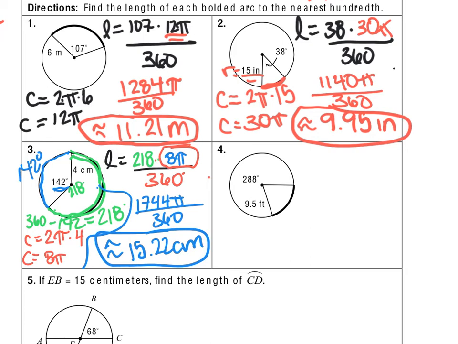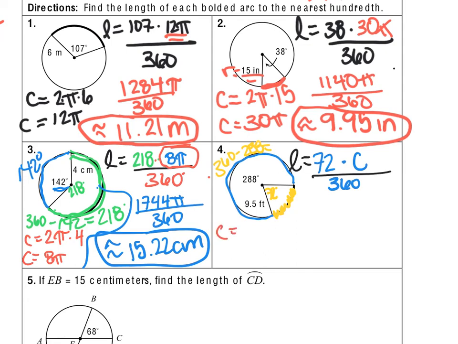So same idea. I'm going to have the length is equal to, and when I look at the picture, I can see that the 288 is referring to this outside part of the circle, which is not what we're trying to find. So once again, we're trying to find this little space here, and that does not go with 288. So I'm going to have to do 360 minus 288 again, and that gives me 72. So 72 degrees is the angle I need. So I'm going to have 72 times the circumference over 360. But once again, I don't know what the circumference is, so I have to go off to the side.